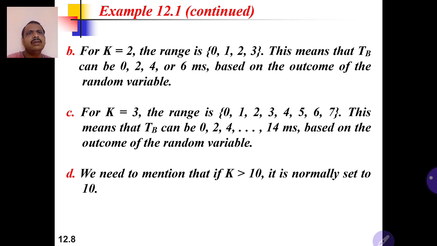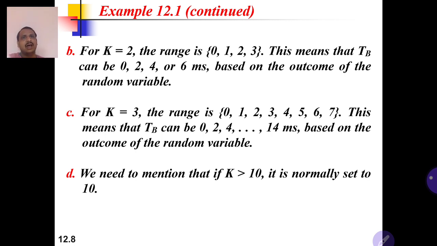Similarly for k equal to 3, the r values are in the set 0, 1, 2, 3, 4, 5, 6, 7. This means TB can be 0, 2, 4, 6, 8, 10, 12 and 14 milliseconds, 14 milliseconds because of 7 into 2 milliseconds. So if k is greater than k max, then the procedure stops.